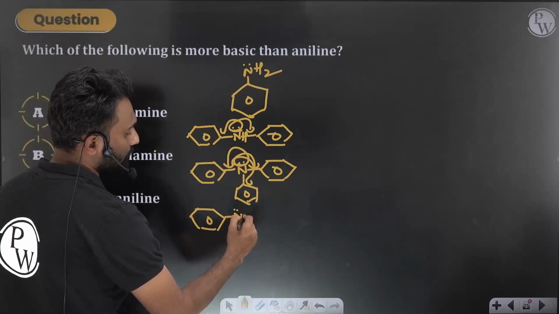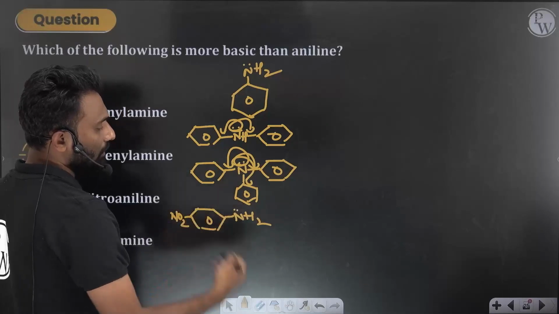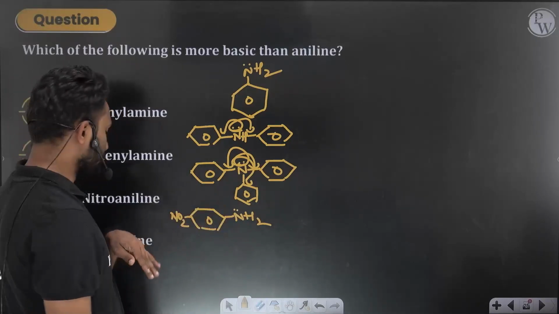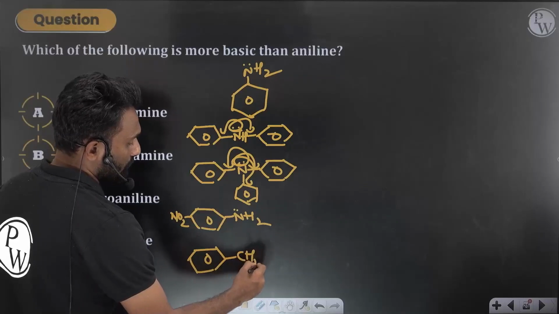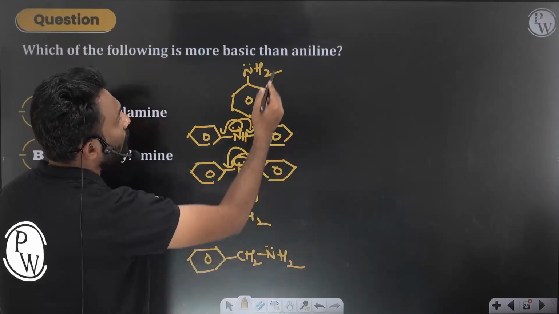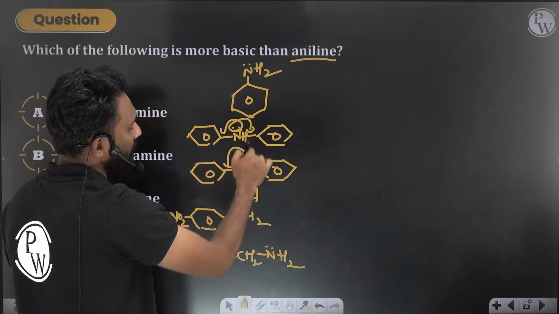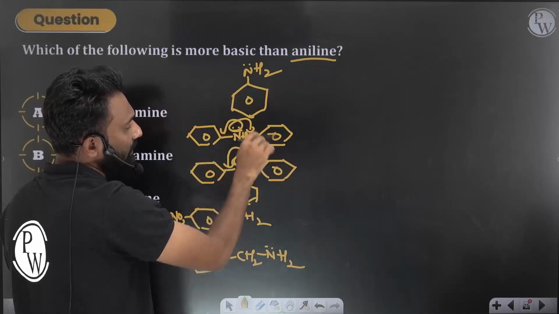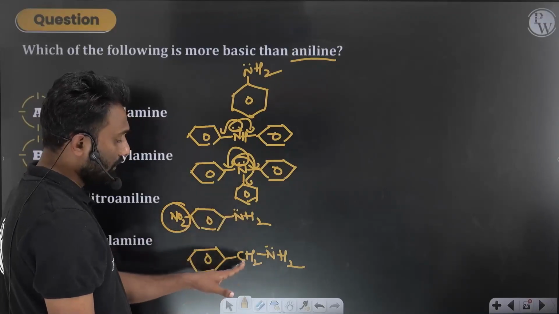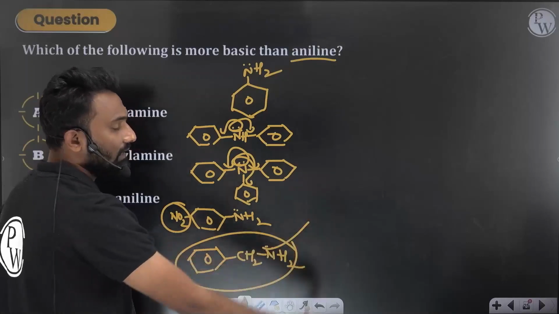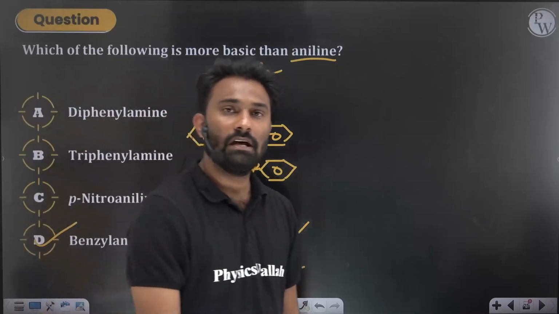This is aniline, but due to the presence of the nitro group, it will destabilize the lone pair of electrons on the nitrogen. Next, benzylamine. Now, which of the following is more basic than aniline? Here in aniline, it is participating with only 1 ring. Here it is participating with 2, here with 3 rings. When it comes to p-nitroaniline, due to the presence of the minus I group, it will destabilize the lone pair of electrons on the nitrogen. But in benzylamine, the lone pair of electrons is readily given to electron deficient species. That is why benzylamine is the correct answer.